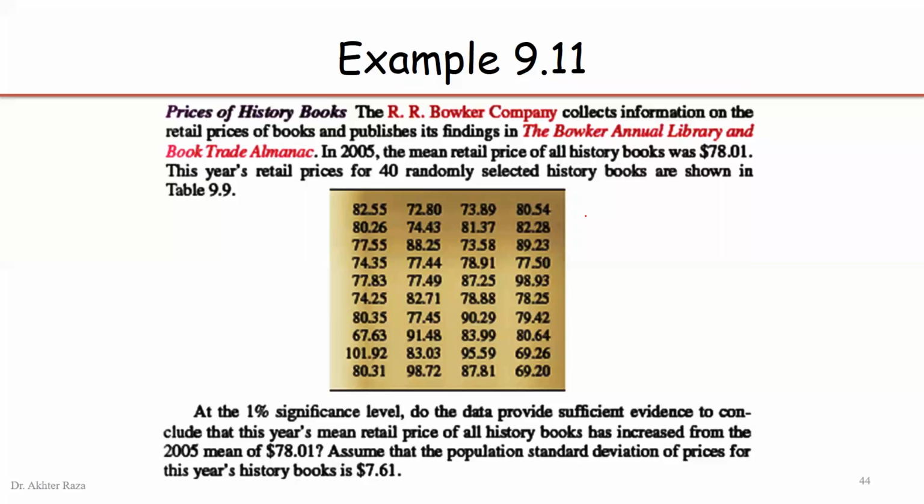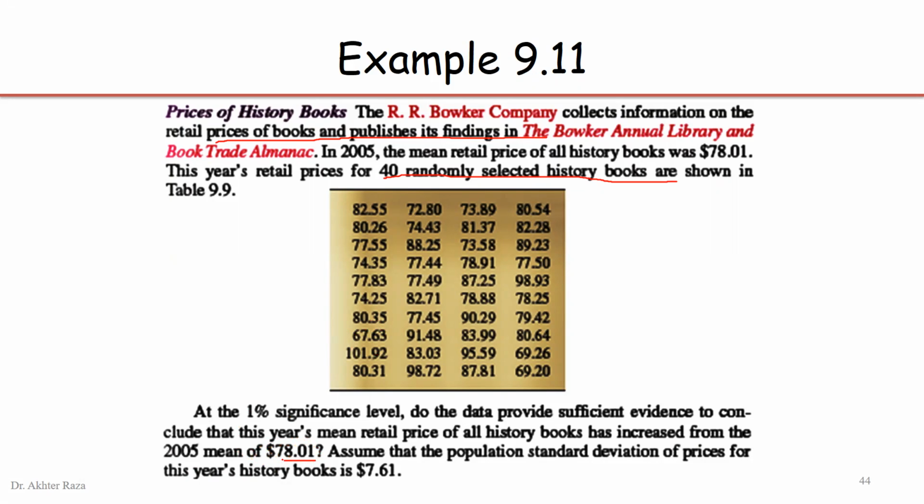Now one complete example is here. In this example, the prices of books are given. As a random sample, 40 history books are selected at random and their prices are given here. At a 1% level of significance, do the data provide sufficient evidence to conclude that this year's mean price of all history books has increased from the 2005 mean price of 78.01? So we have a standard value with which we are comparing this year's mean value.